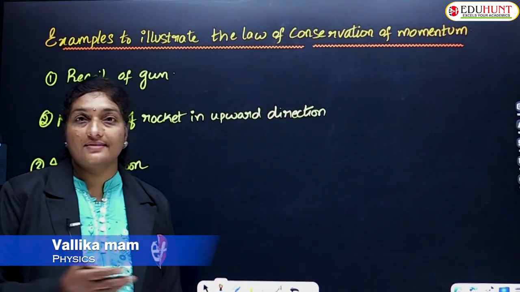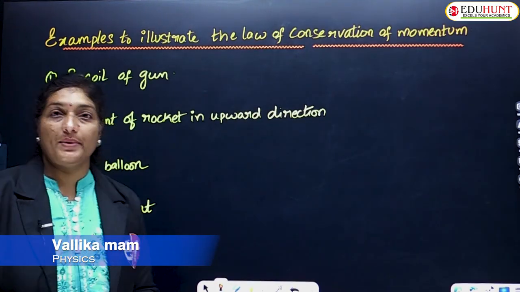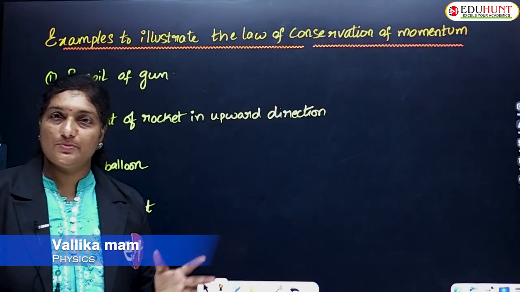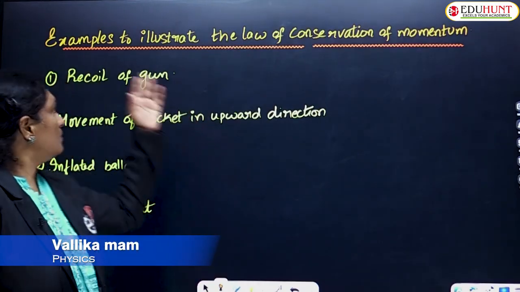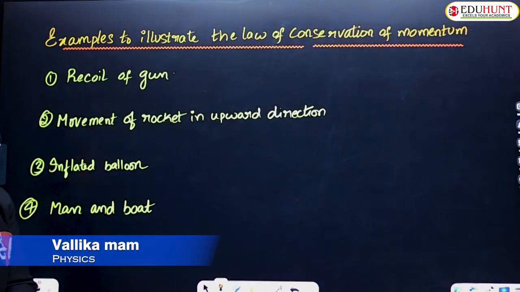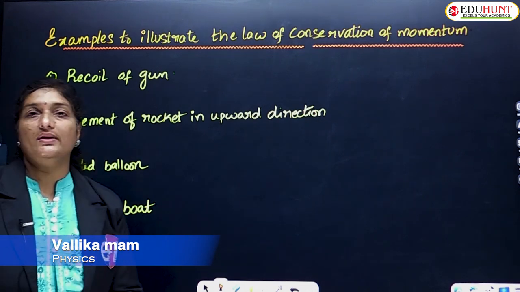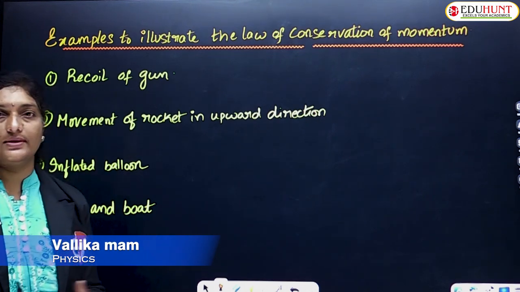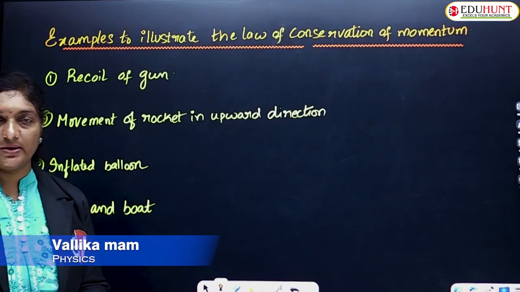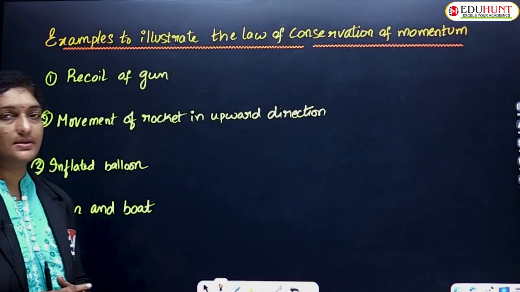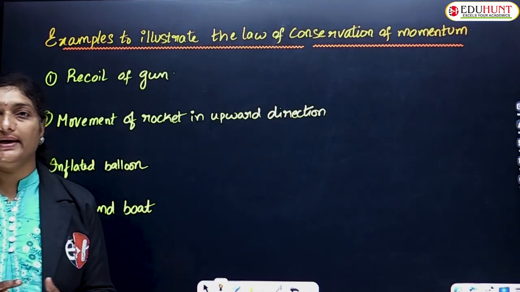Okay children, so let us try to understand the law of conservation of momentum more clearly with respect to a few examples. You are already familiar with this example, that is the recoil of a gun, which we have already tried to explain in Newton's third law of motion. For this, we consider the gun-bullet system.